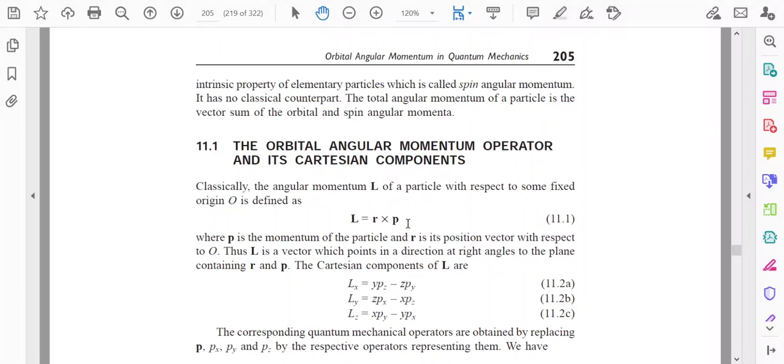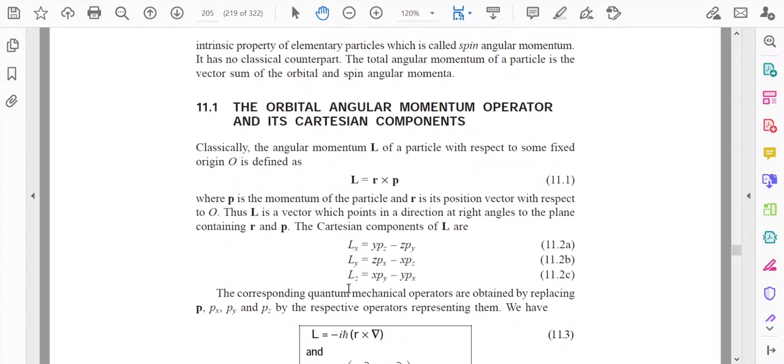As per the rules of the vector cross product, the L vector should be at right angles to the plane containing r and p. If we apply the rules of the cross product, we can show that this L vector has three components. The x component is Lx, given by y pz minus z py. The y component is Ly, given as z px minus x pz, and the z component of L is Lz, equal to x py minus y px. All this comes from the cross product r cross p given in equation 11.1. So, these are the three components of the L vector.